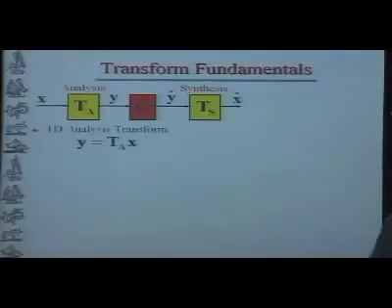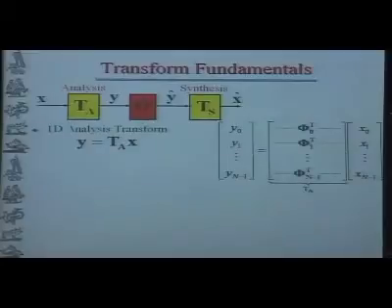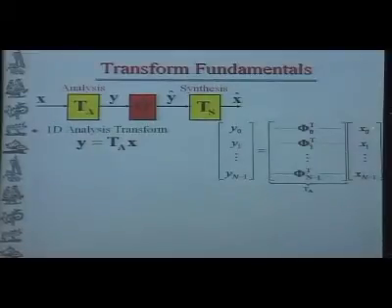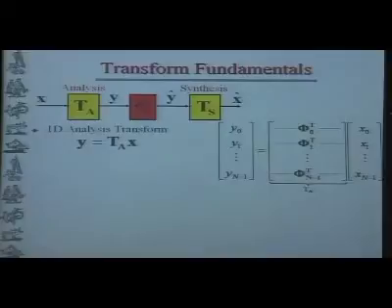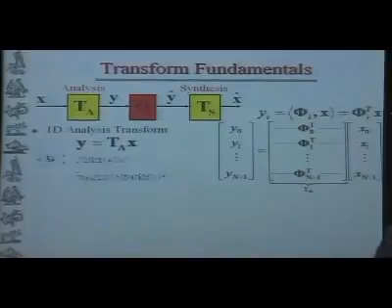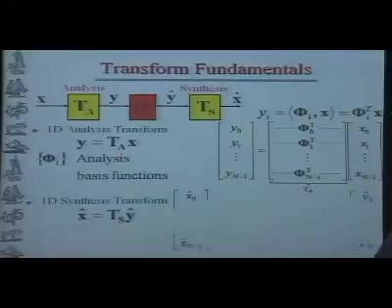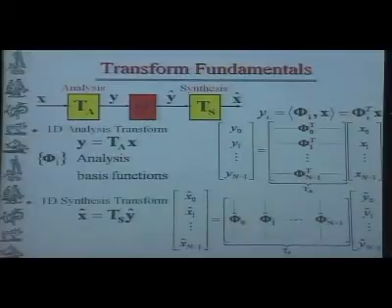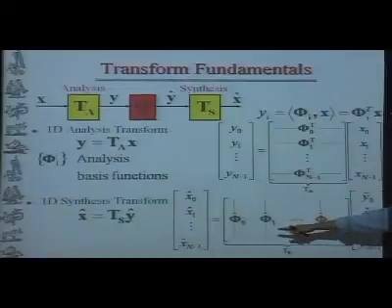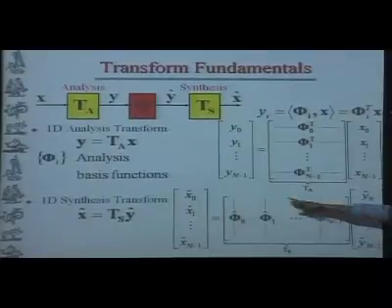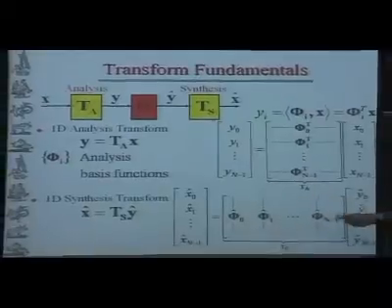So in the 1D analysis transform, we have something like this. This is my x coming in. This is my vector y coming out. And I get all these y by doing the inner product: one basis function multiplied by this, second basis function multiplied by that, last basis function multiplied by that. So that's the analysis. At the synthesis, you get x by a linear combination of the basis functions. So you can write it this way. These are my basis functions: first basis function, second basis function, and so on and so forth.